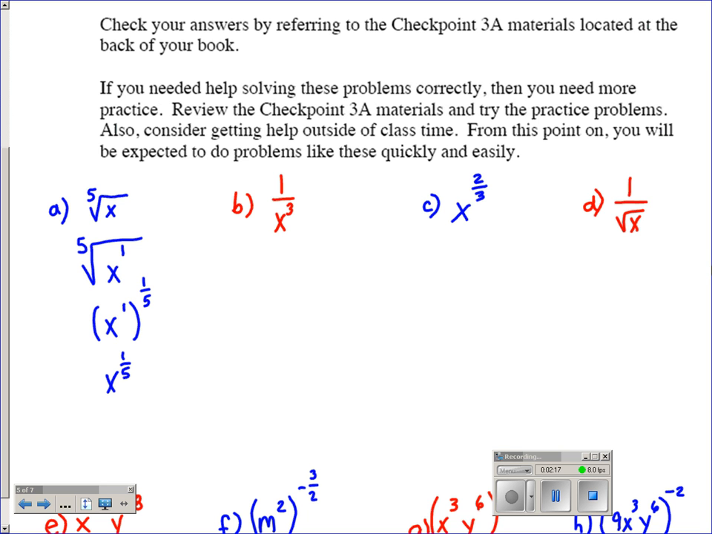Looking at problem B, we're taking this one and we're simply rewriting it. We have 1 over x to the third power. Well, if we wanted to rewrite it, one way is by getting our x to the third out of the denominator. We know that when we write it outside of the denominator, move it up to the numerator, it should become x to the negative third power.